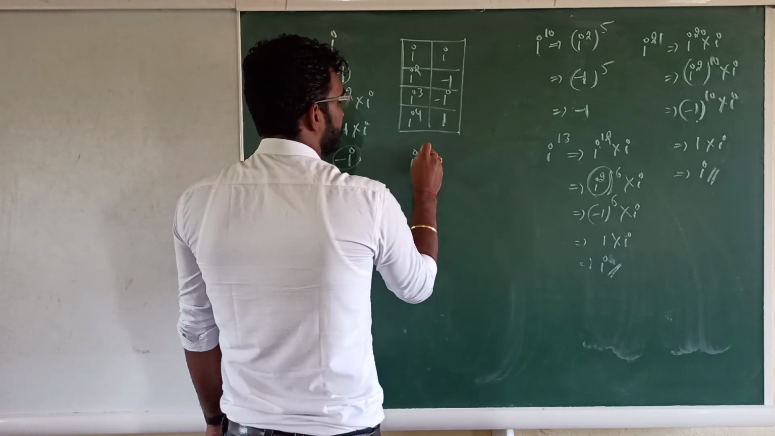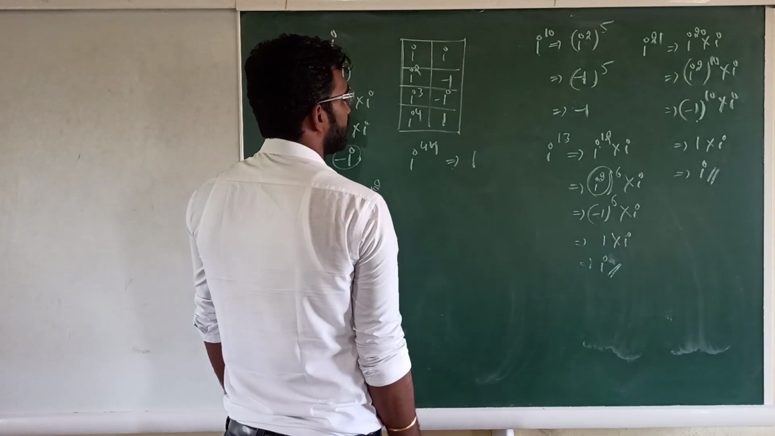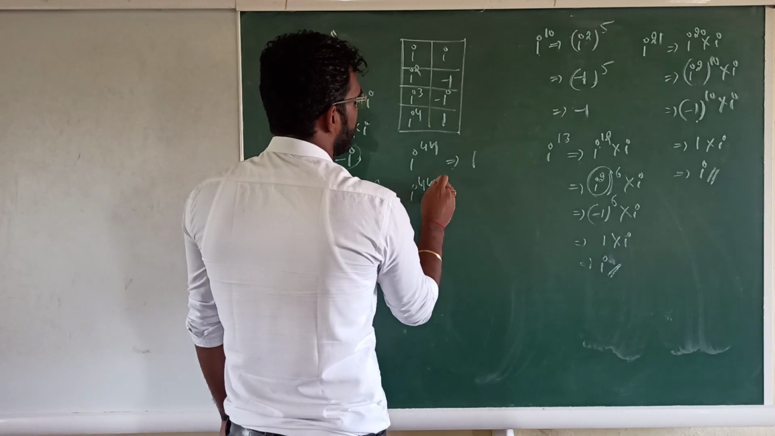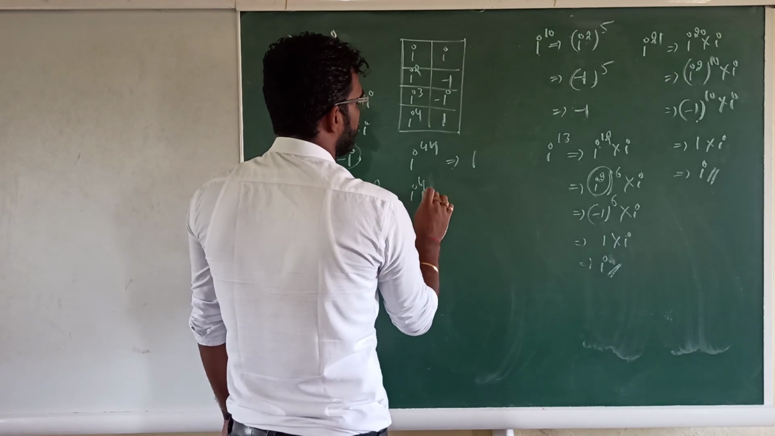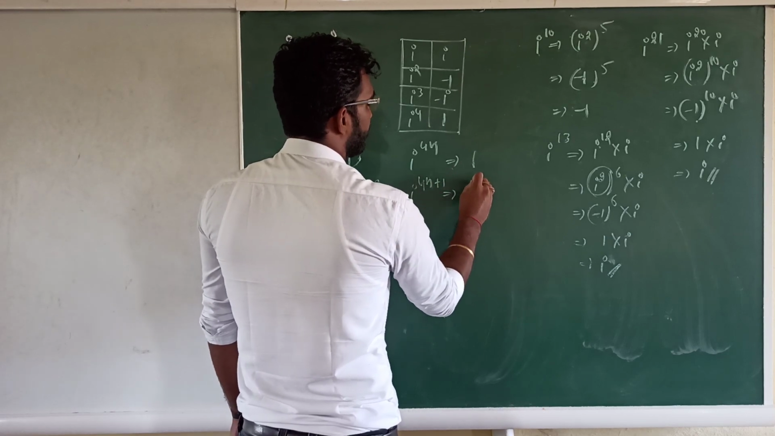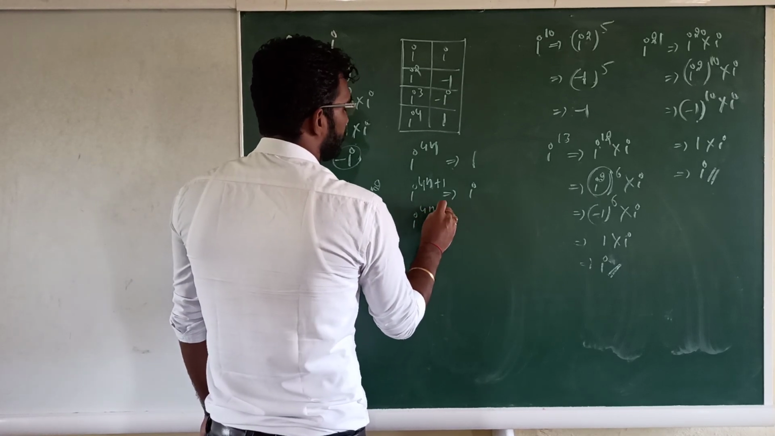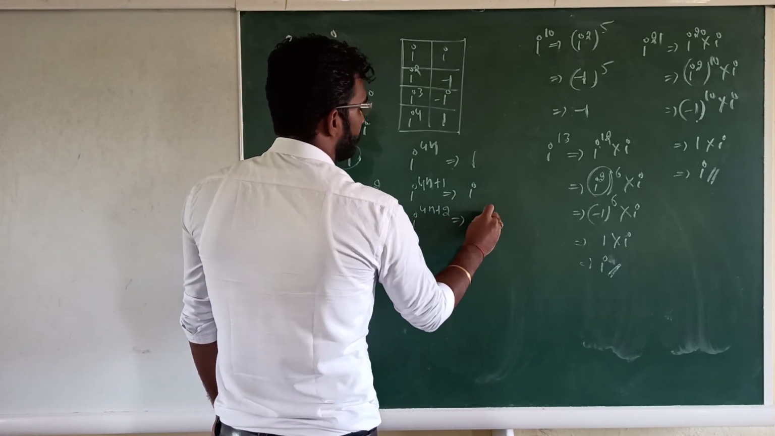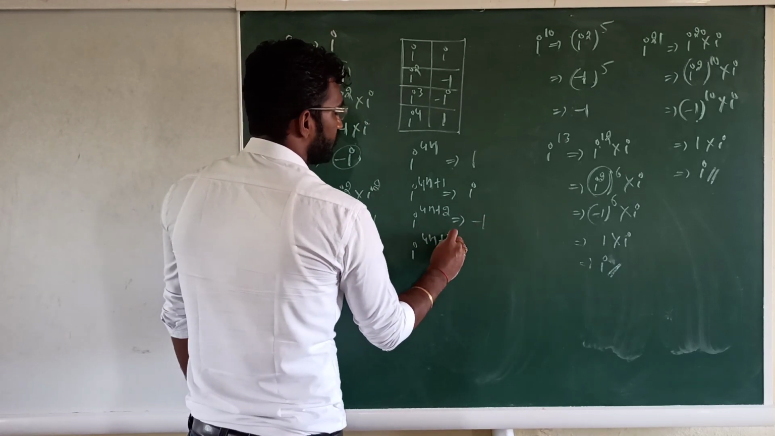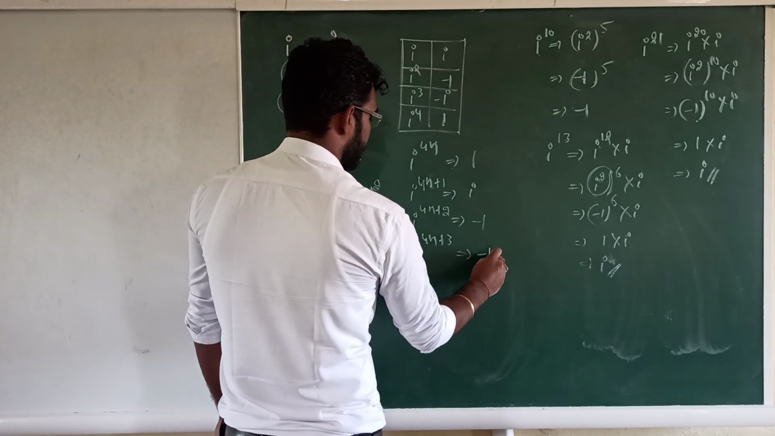If the number is of the form i raised to 4n, the answer will always be 1, right? If the number is of the form i raised to 4n plus 1, the answer will be i. Next, if it is i raised to 4n plus 2, the answer will be minus 1. If the number is of the form 4n plus 3, the answer will be minus i, right?